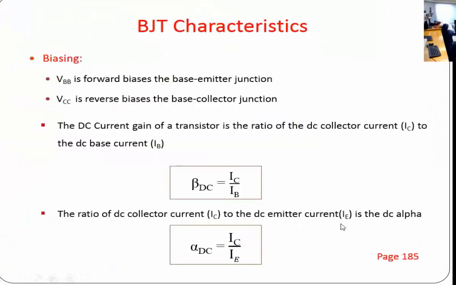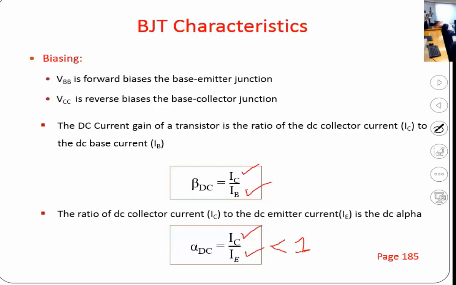So alpha DC is actually the ratio between collector current and emitter current. You see that beta DC is collector current to the base, but alpha DC is collector current to the emitter. So which one is higher, collector current or emitter current? Emitter is higher. That's why alpha DC is always going to be less than 1, because the denominator is always going to be larger.